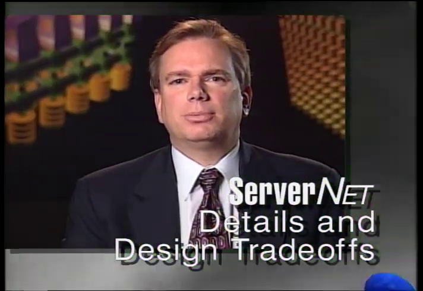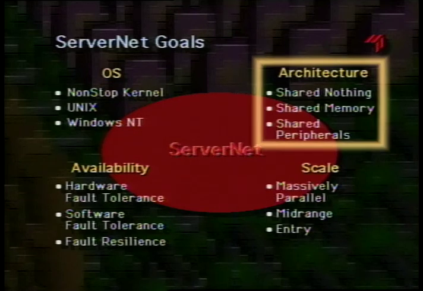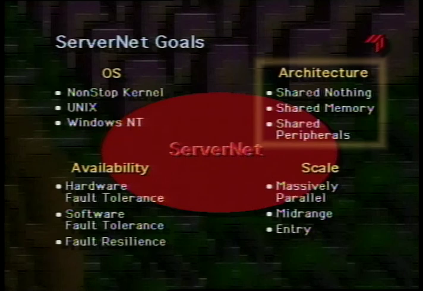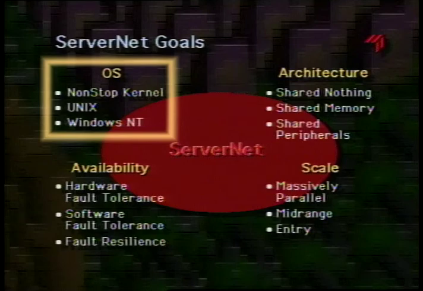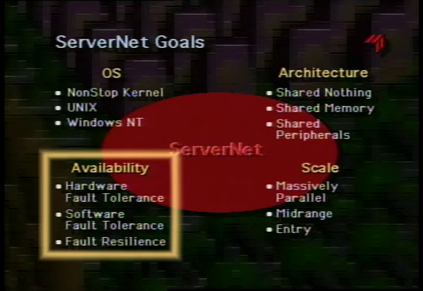Now I'd like to talk about some of the specifics on the design of a system area network that's been designed specifically from the ground up to address the requirements I've just talked about. The network is called ServerNet, and here we see its major design goals. First, it needed to support multiple different types of architectures, including shared nothing databases, clusters of SMPs, and shared peripherals. The network was designed to support multiple operating systems, including the NonStop Kernel, standard Unix, and Windows NT. And it was designed to support different fault-tolerant models, including hardware fault tolerance, software fault tolerance, and fault resilience.